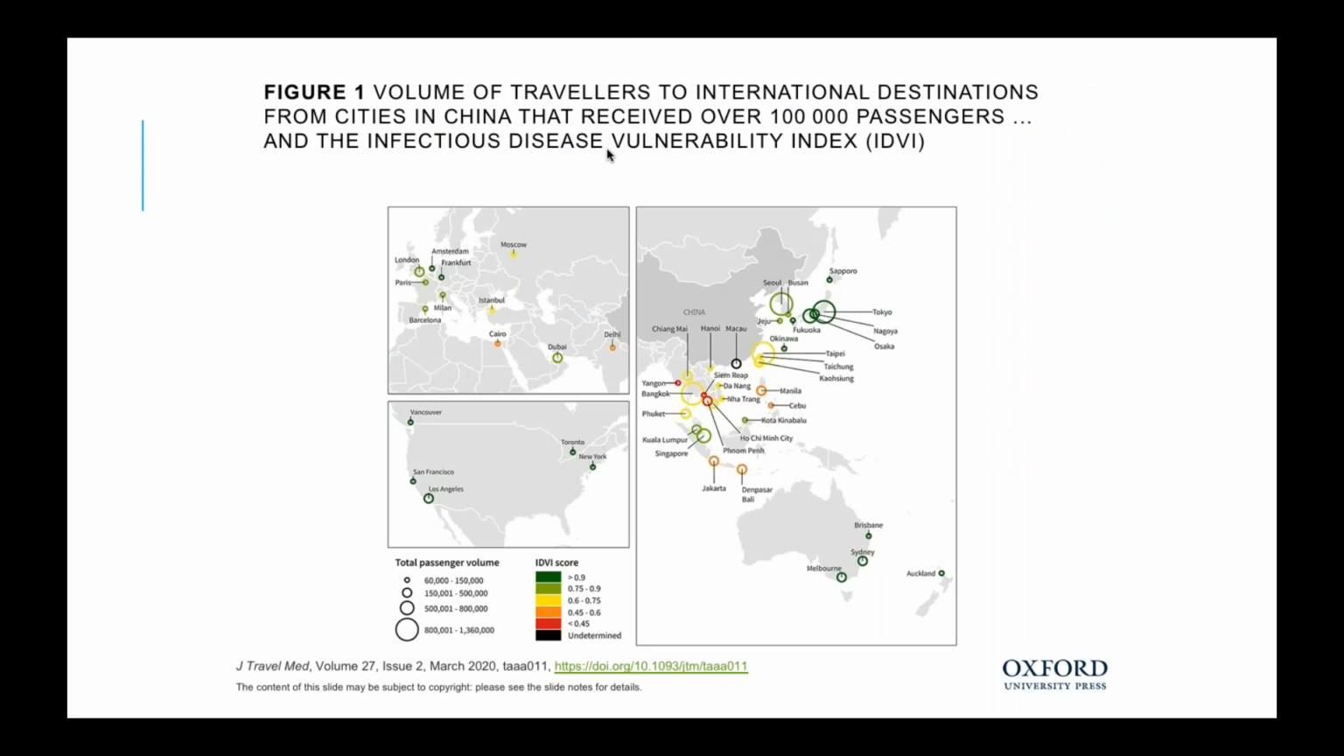and did some modeling to see what the potential was for the infection to be transmitted outside China. And they created this infectious disease vulnerability index, which is given here in terms of the number of passenger volume. So it is 60,000 to 150,000 or so. The dots show that in these maps, and they have given a score based on the coloring system to get a sense that there was a high probability of infections.